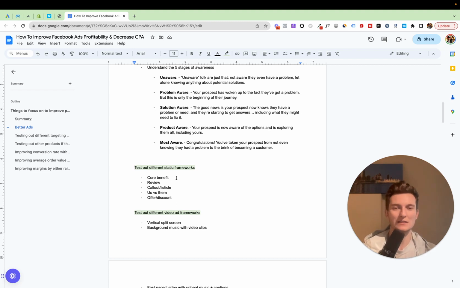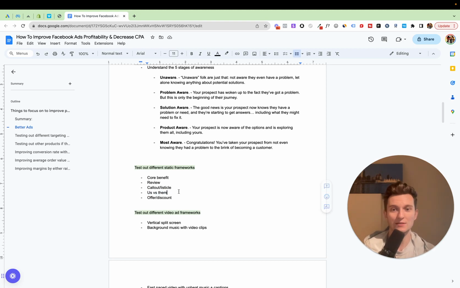The core benefit is basically when you state the main benefits of the brand or product, or even just the main pain point, calling it out to the audience. Review, or social proof review, could be either press or just mainly reviews right on the statics. Listicle is where you have the product in the middle and all the benefits right around it.